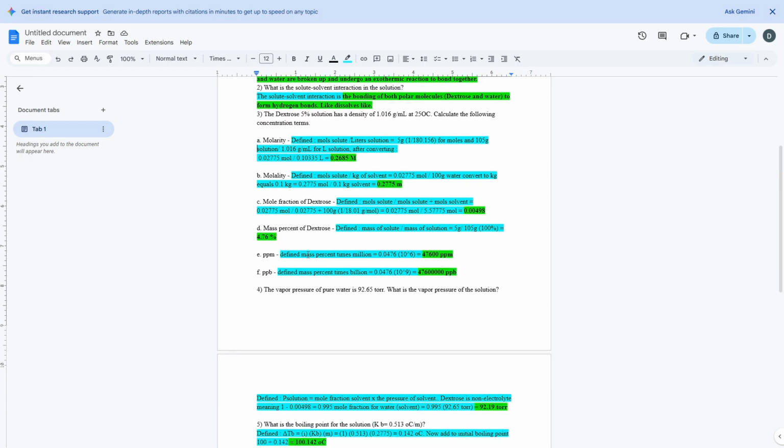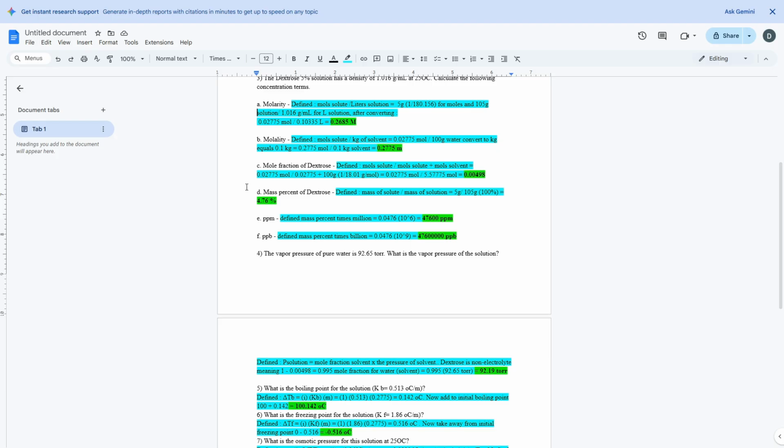molality. Going on to part C, we're looking for the mole fraction of dextrose, which is defined as the moles of the solute divided by the moles of the solute plus the moles of the solvent. So basically just the total moles. Once again, we already know the moles of our solute, which is this 0.02775, divided by our known moles plus the moles of the solvent, which is the water, and we just convert it here.